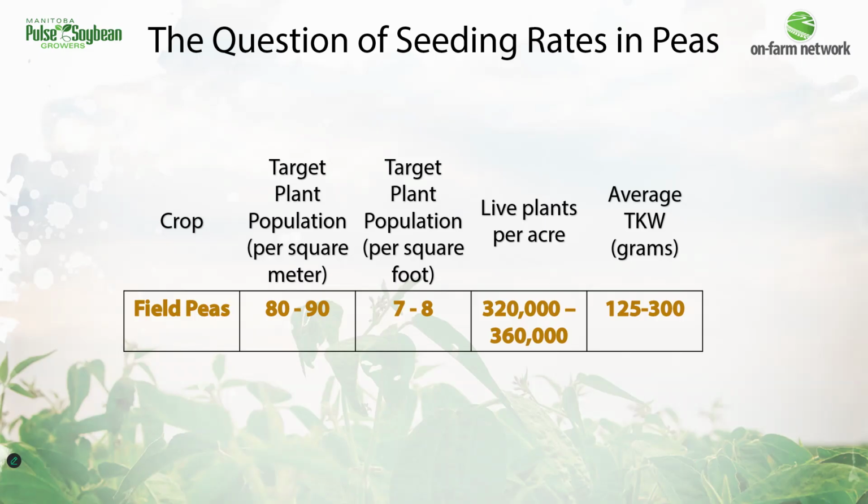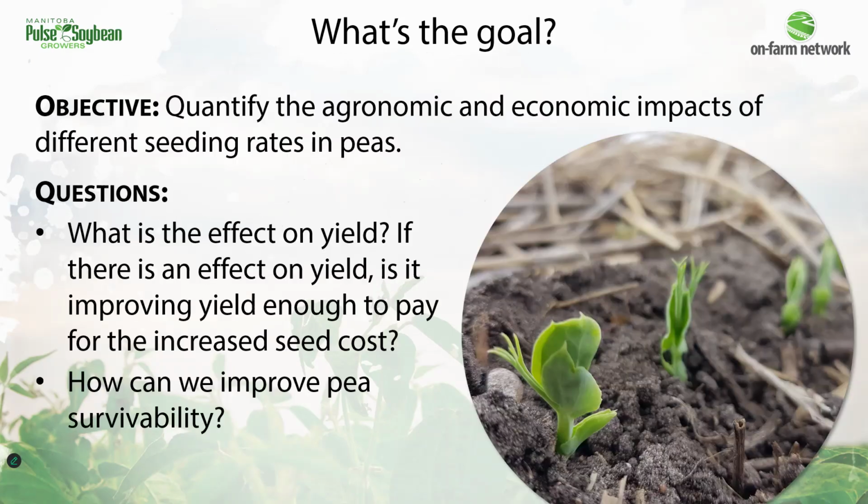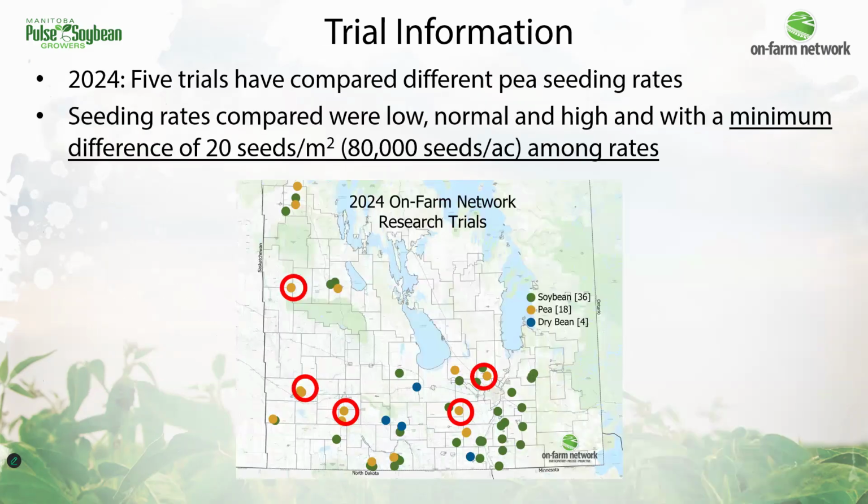With these yields often being sufficient, even on the lower plant stands, this led us into a deeper investigation with pea seeding rate questions and the implementation of trials, which is currently ongoing. The objective of these trials is to dive into the agronomic and economic impacts of different seeding rates in peas. Is there an effect on yield? And if there is, is the yield improved enough to pay for the extra seed cost? The other question involved is how can we improve pea survivability and establishment?